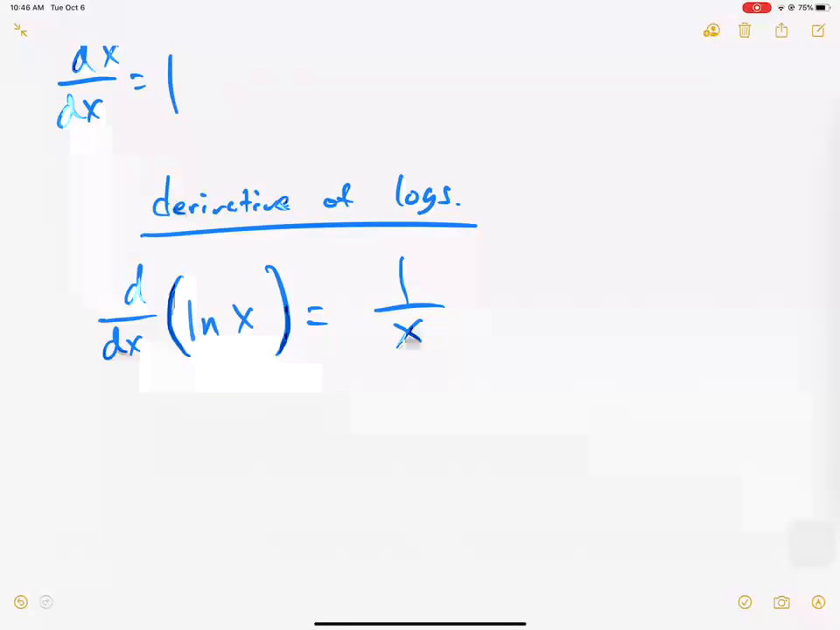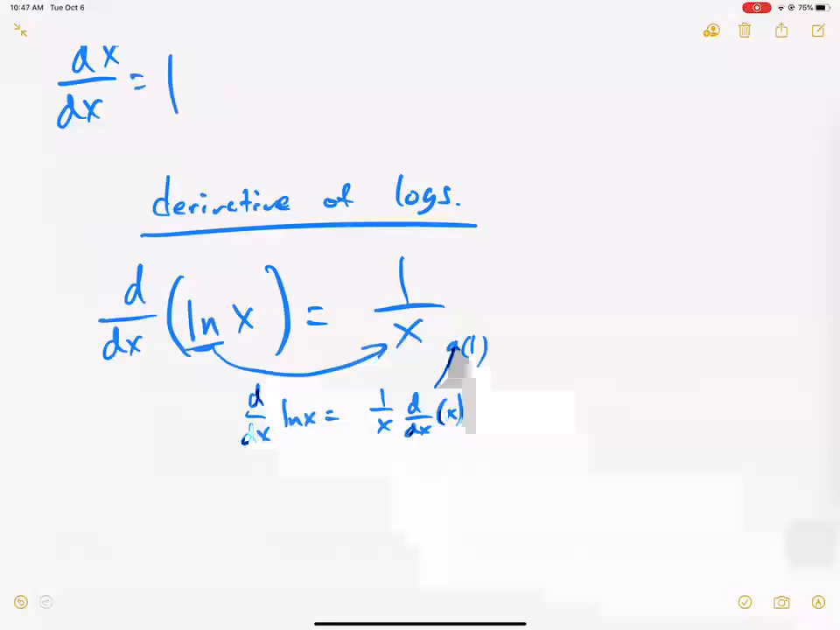It's really the derivative of ln of x is 1 over x. Then you take the derivative of x again, and that becomes 1, right? Chain rule. So this is totally chain rule again. The idea is the derivative of any ln means you just put 1 over the inside. Let's look at an example of that.